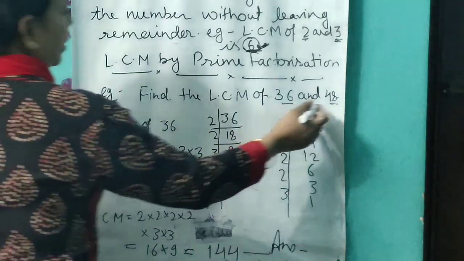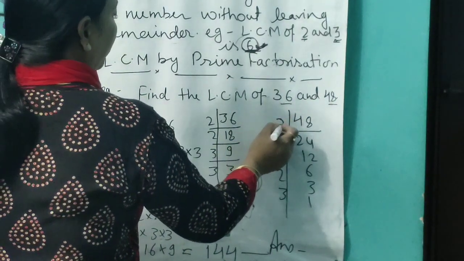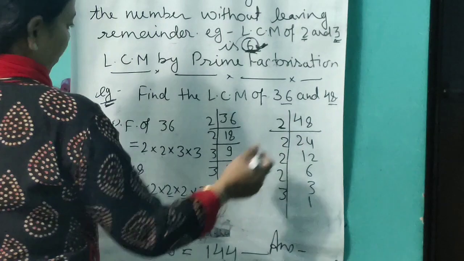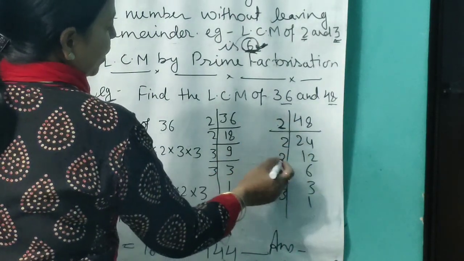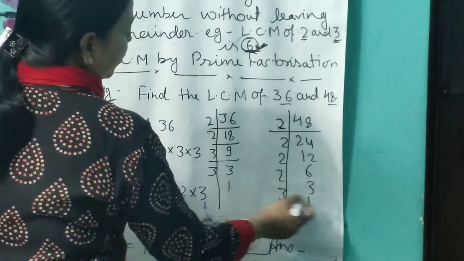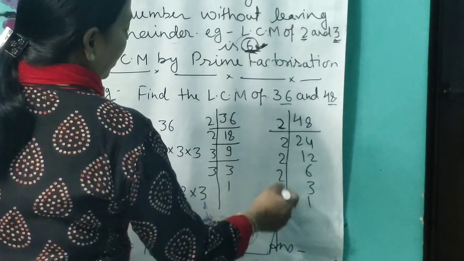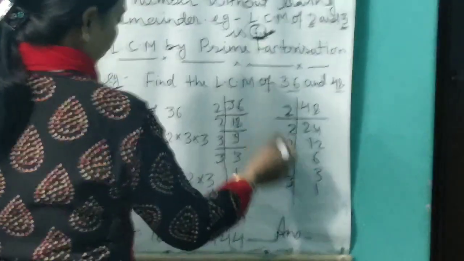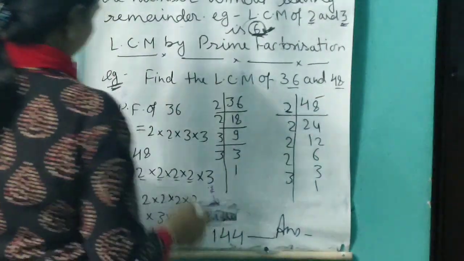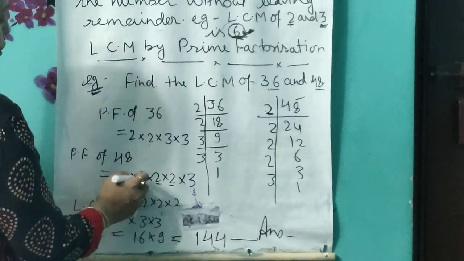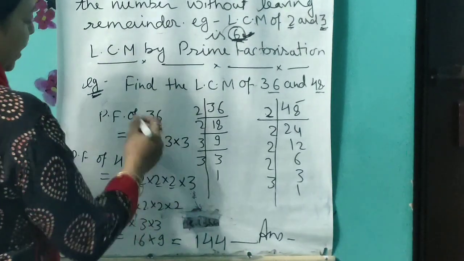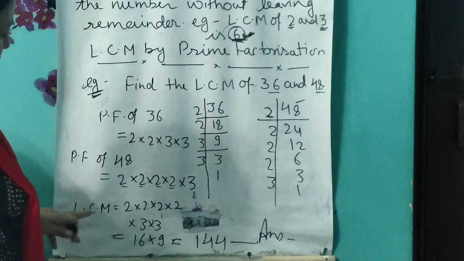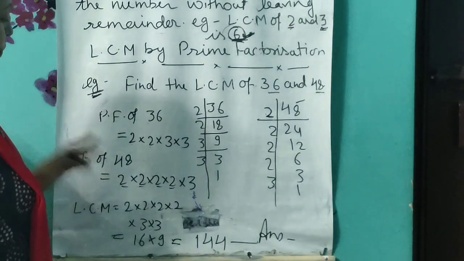Now the next one, 48. You want to find the prime factors of 48. So 2 24s are 48, 2 12s are 24, then 2 6s are 12, 2 3s are 6, 3 1s are 3. So these are all the prime factors of 48. So now here you write the prime factorization of 48 is equal to 2 into 2 into 2 into 2 into 3. So all these factors we have written. Now you have to find the LCM from these two prime factorizations.